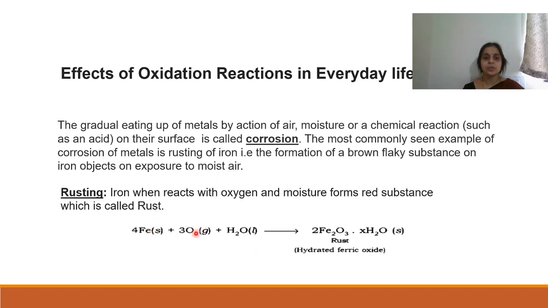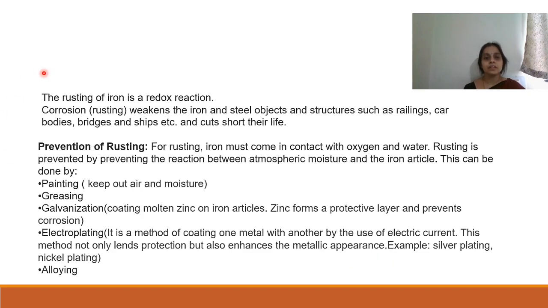So, iron reacts with oxygen and moisture. These two are the necessary conditions for the iron to rust. So, there's a formation of hydrated ferric oxide. The rusting of iron is a redox reaction. Corrosion or rusting weakens iron and steel objects and structures such as railings, car bodies, bridges, ships, which cuts down their lifespan. Prevention of rusting.